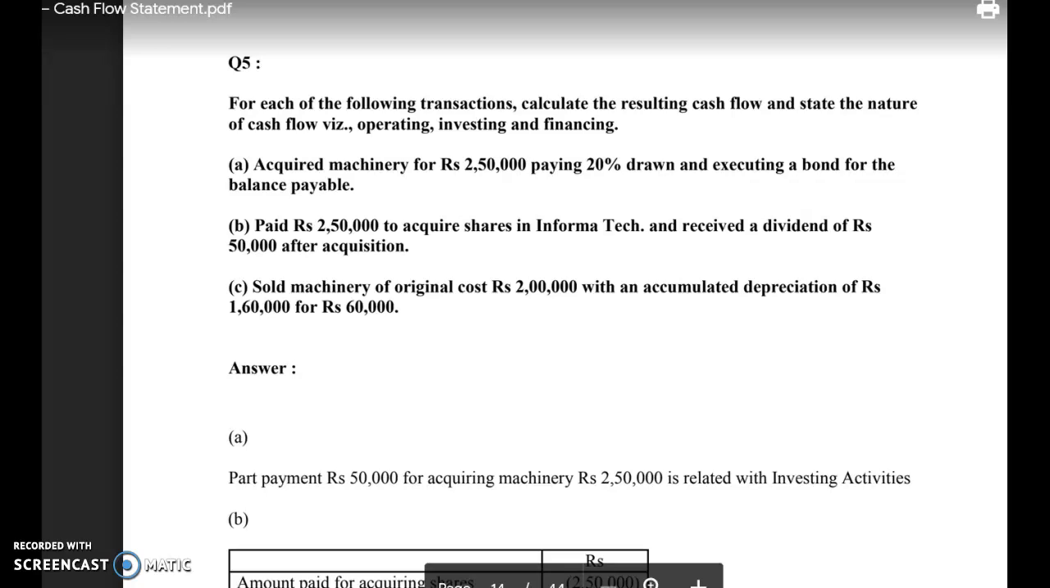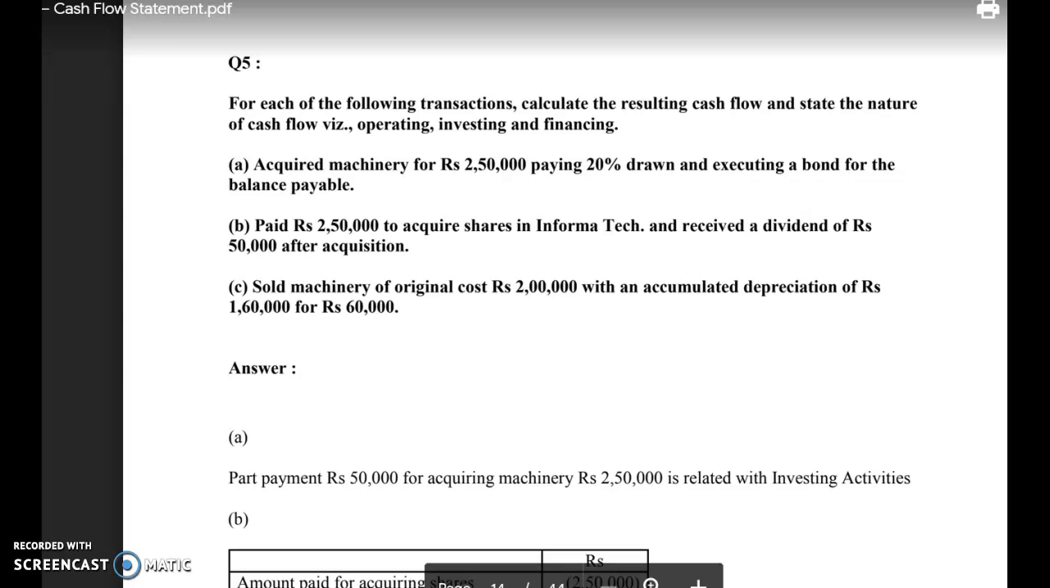Dear students, let us understand the effect of cash flow from the different activities on the basis of the different transactions with the help of this example. For each of the following transactions, calculate the resulting cash flow and state the nature of cash flow, whether it is operating, investing, and financing.